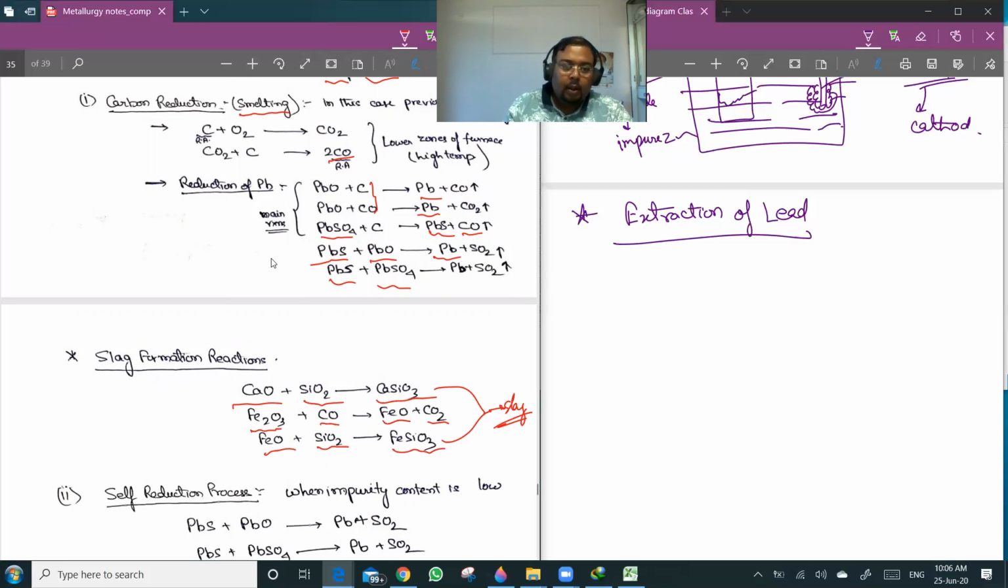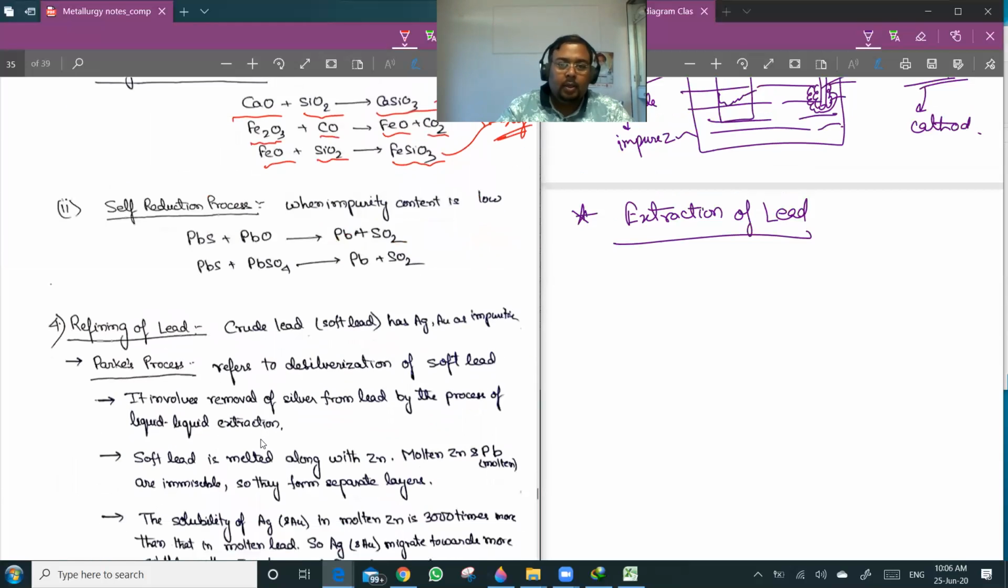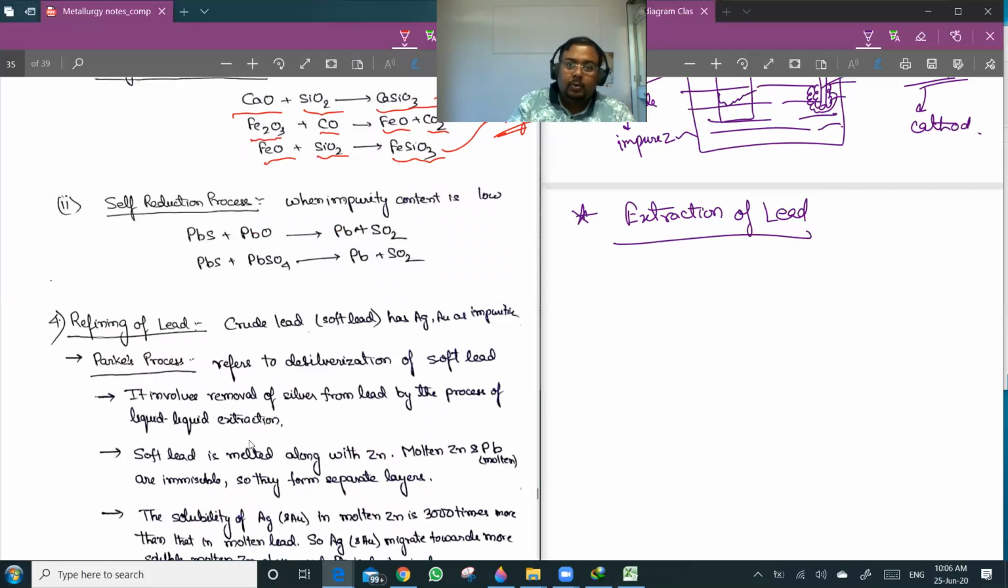The last one is the self-reduction process. It is mainly used when the impurity content is low. PbS reacts with PbO to give Pb plus SO2. Due to the SO2 escaping, the lead you get is what we call soft lead.